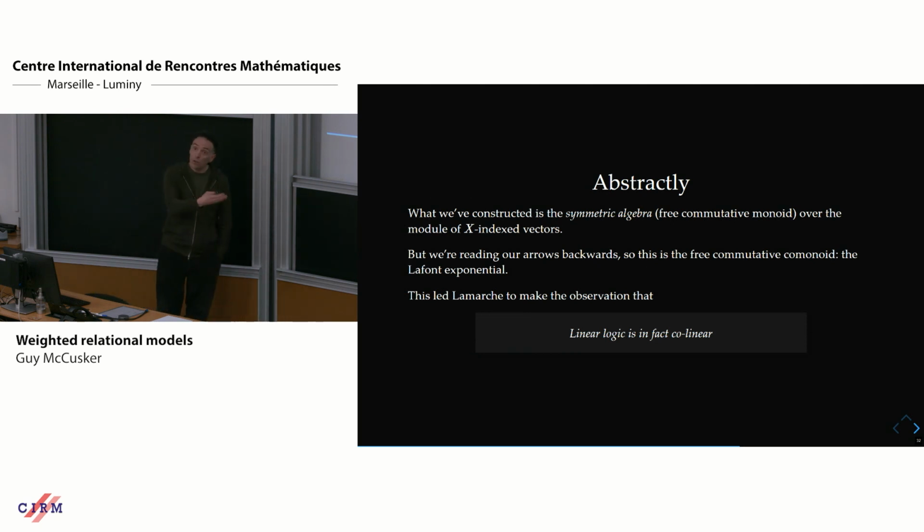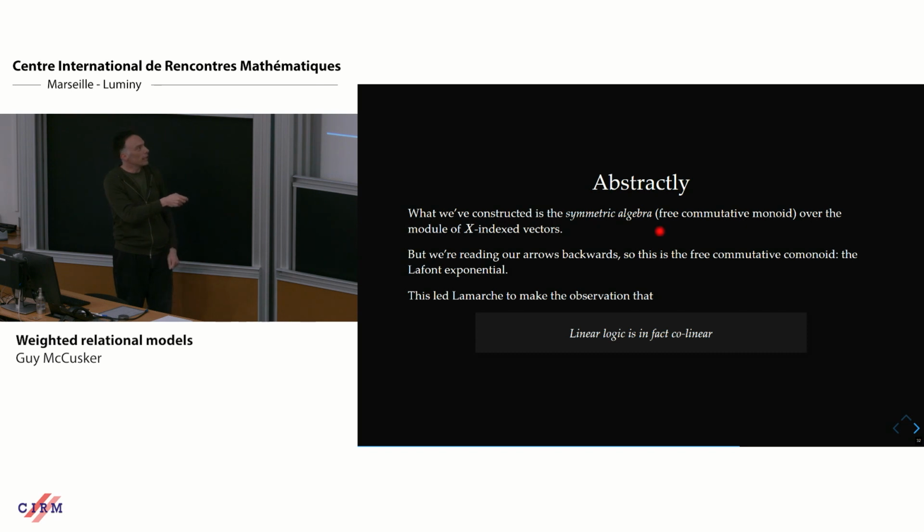So what we end up constructing is the symmetric algebra, the free commutative monoid, over the module of x-index vectors. So that's the view that we had this morning. And when we're reading the arrows backwards, this is the free commutative comonoid, and so this is the Lafont exponential. So Lamarche noticed this, that he'd constructed his Cartesian closed category, and all of his maps were linear, but only if you read them from right to left.